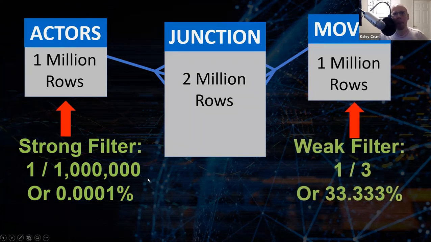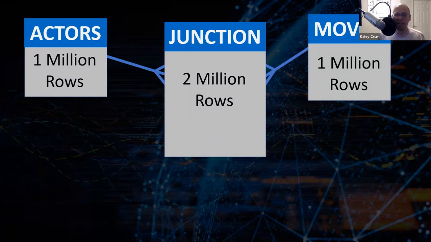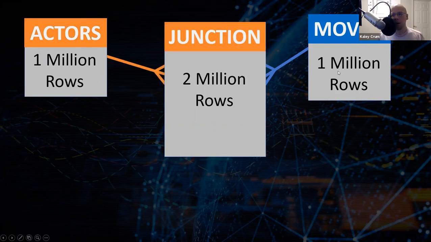We're going to say about 1/3 of the movies contain the word the or these or theater or something like that, contain THE in them somewhere. So normally what makes sense to do is to join from your strongest filter, your actors table, and then slowly navigate over to your weaker filter. So actors to junction to movies.